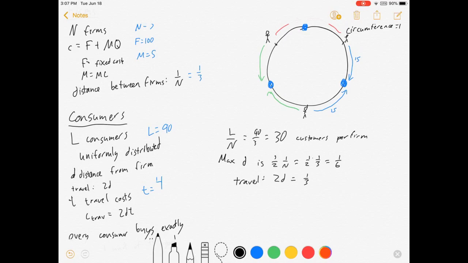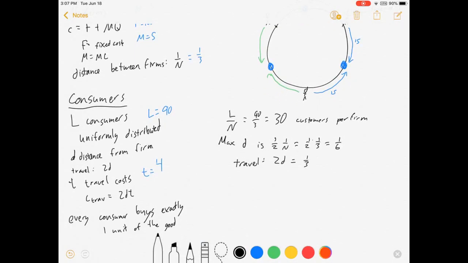Now, for every person who has to go 1/3, there's someone who has to go 0. For every character like this, there's a character who lives right there. And additionally, there are more characters equally balancing each other so that we can find an actual average distance traveled for each firm. And so let's do that next. Let's say average distance.